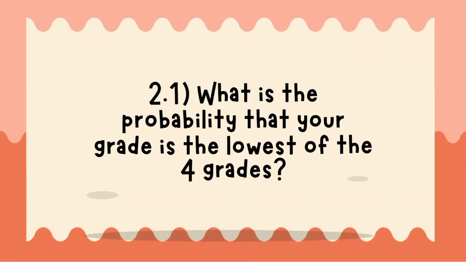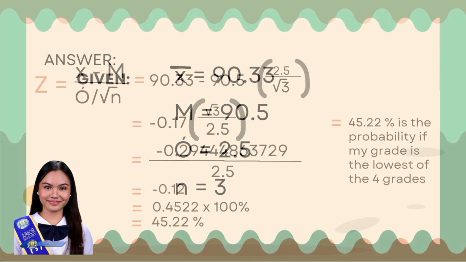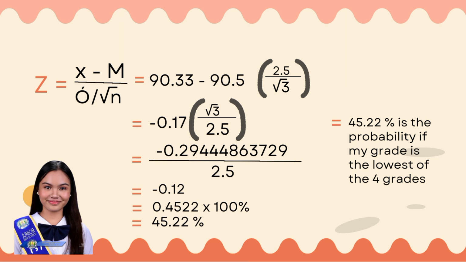What is the probability that your grade is the lowest of the 4 grades? To answer this question, we will first find the given. The given are x bar for the lowest of 90.33, mean of 90.5, sigma of 2.5, and sample size n of 3. We will solve this using the formula z equals x bar minus mu divided by sigma over the square root of n. So, 90.33 minus 90.5 divided by 2.5 over the square root of 3. Then we will proceed by using its reciprocal.